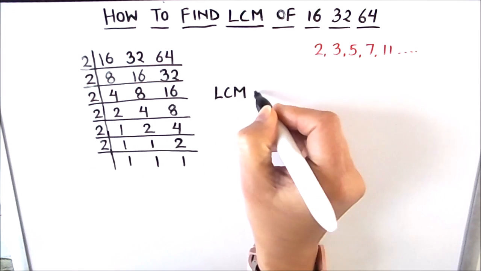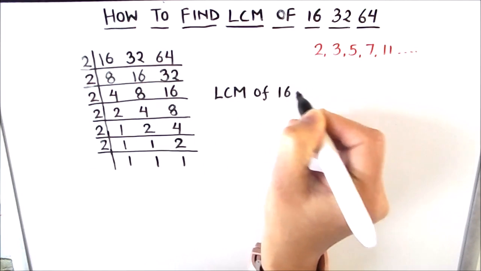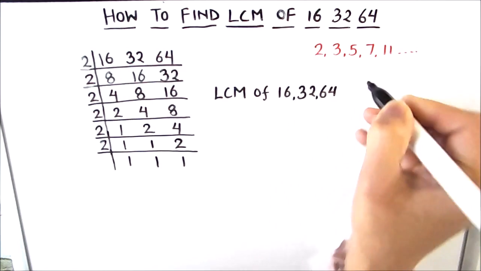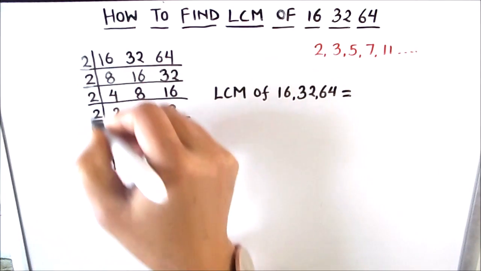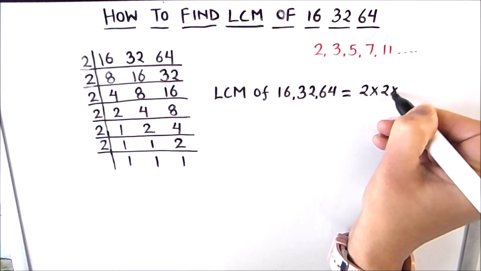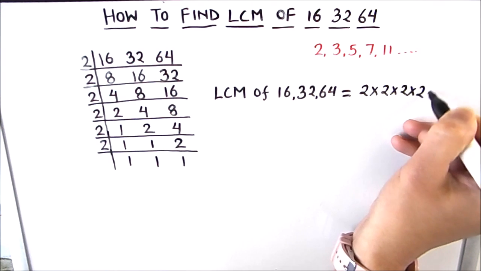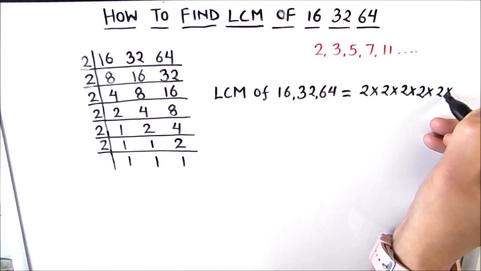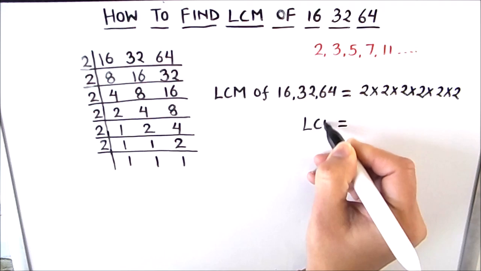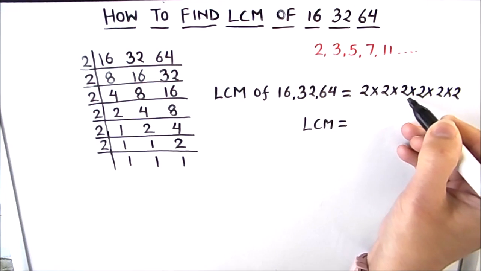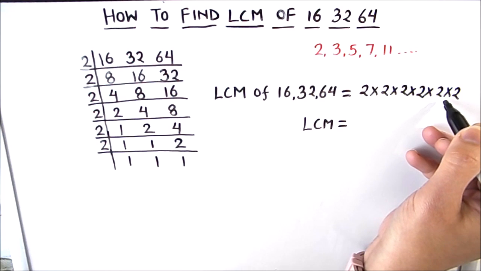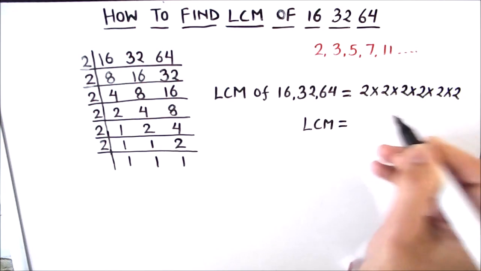To find the LCM of 16, 32 and 64, we need to take the product of all the numbers which are on the left hand side of the ladder. So that's going to be 2 times 2 times 2 times 2 times 2 times 2, which is equal to 2 times 2 is 4, 4 times 2 is 8, 8 times 2 is 16, 16 times 2 is 32 and 32 times 2 is 64.